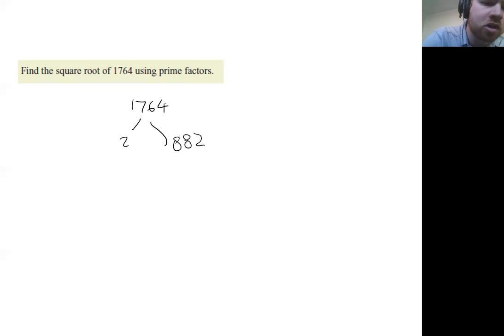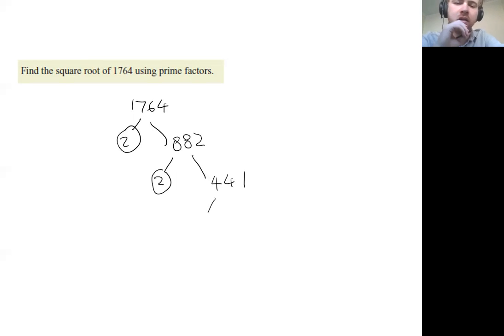I can split this up by 2 again. I can circle my prime factors. And I get 441. Now this one, I can't quite split up by 2. So I've got to think, can I split up 441 by 3? Let's see. So it doesn't look like I can divide it by 3. Remember, oh no, because I can add up my digits. So let's say 100, it's going to be 140 plus 7.